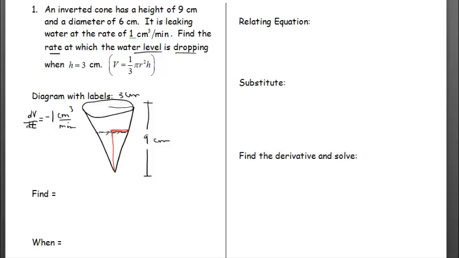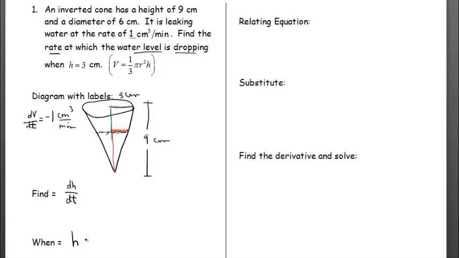Okay, and what we have here is similar triangles. So the cone problem is that classic problem where you've got the similar triangles, you can set up a proportion. We are actually finding the water level dropping, so we're finding a change in the height with respect to time. It should be negative since the height is decreasing.